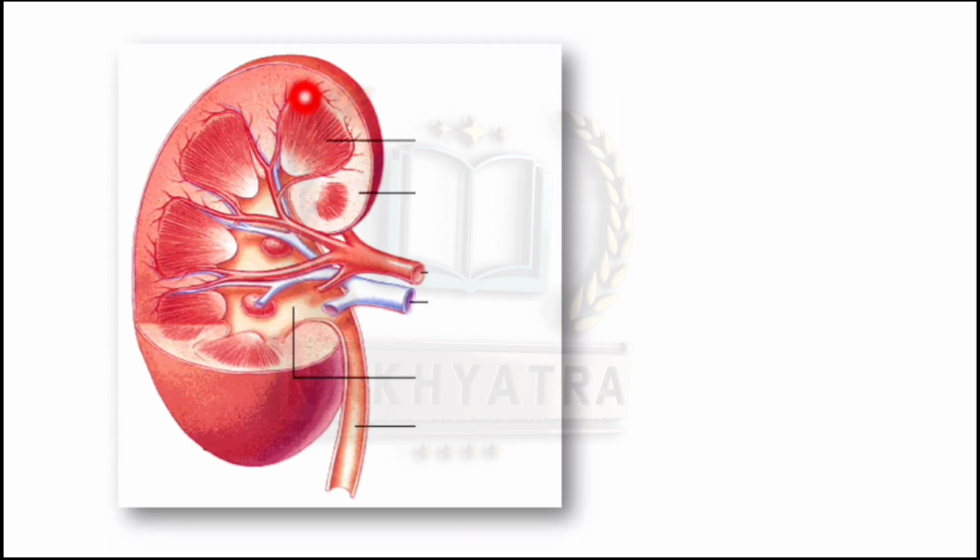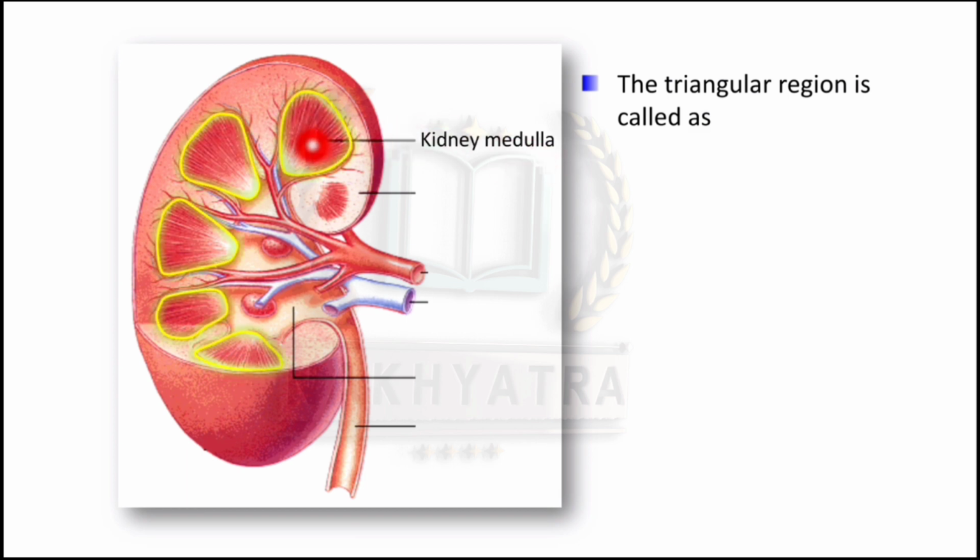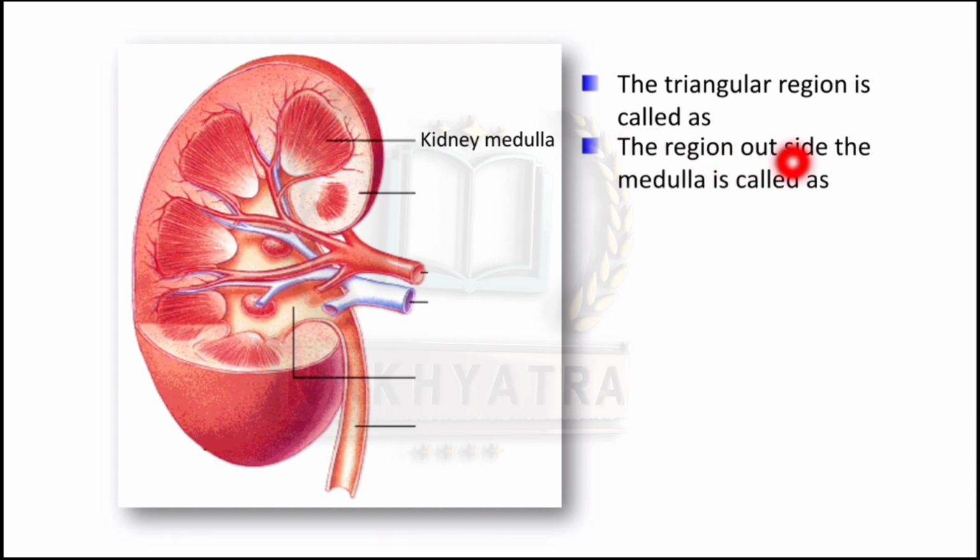So this is the vertical section of the kidney. As you can see here, the triangular region is called the medulla. The region outside the medulla is called the cortex. This one is the renal artery and this is the renal vein. The renal artery carries blood to the kidneys whereas the renal vein carries blood from the kidneys, right?